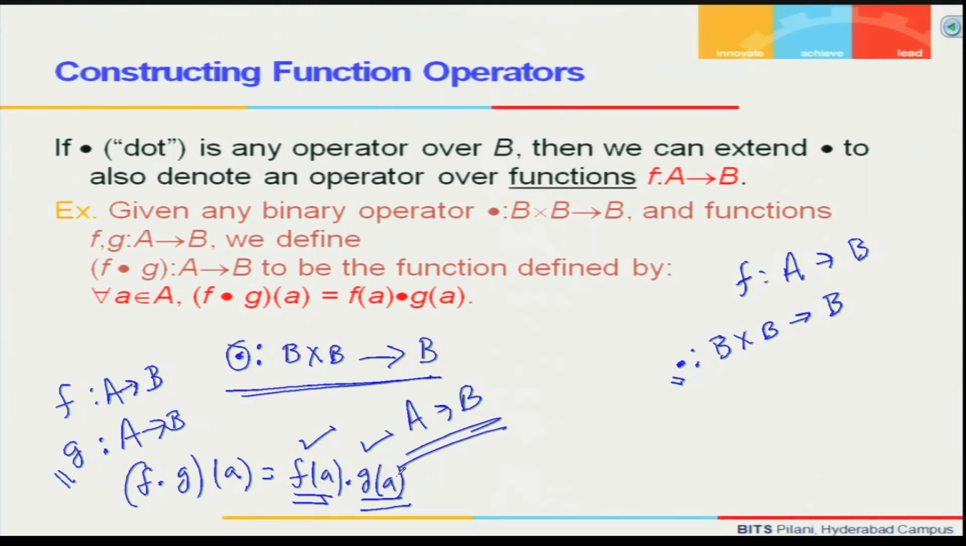So this is how you can define the binary operator across the functions from A to B if you know a binary operator that is acting on B cross B. Basically what we are saying here is, if you have any operator over B, then this operator can be extended to denote an operator over functions.